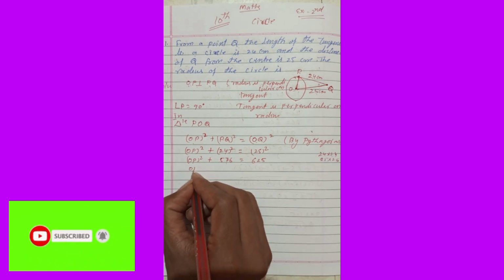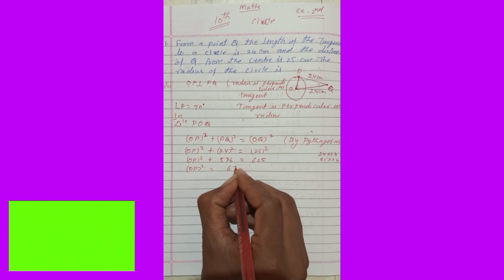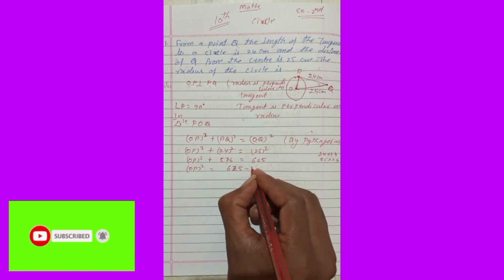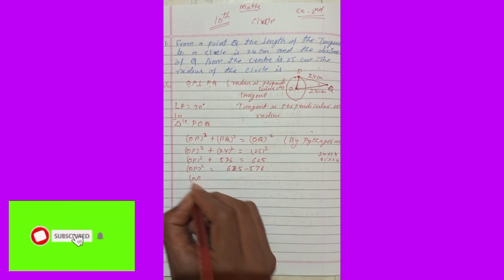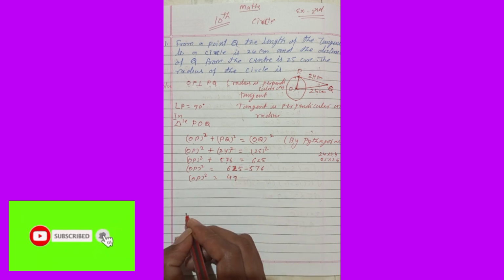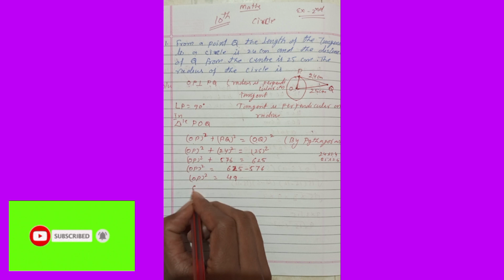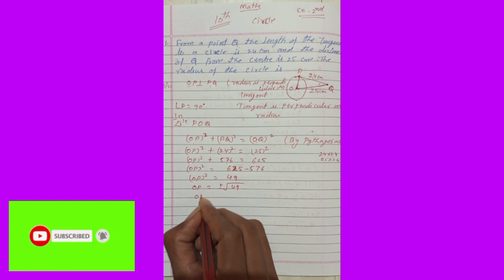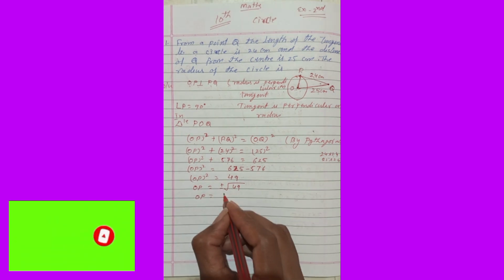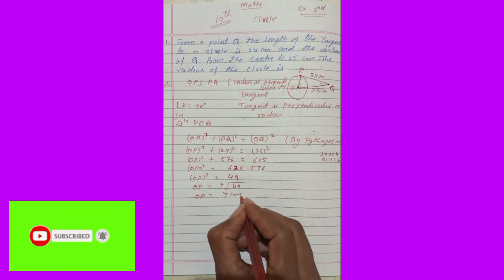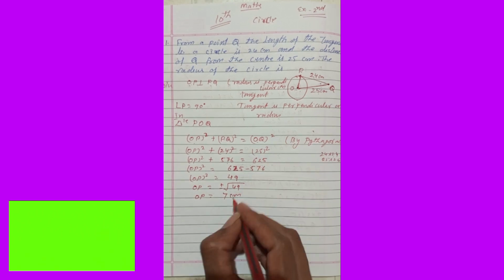Now we can write OP square is equal to 625, and that number will be transposed to that side, transposing 576. Then we can write OP square is equal to 625 minus 576, so the remainder is 49. Now taking the root on both sides, OP is equal to plus or minus root 49. Root of 49 is 7, and the length of any side is always positive, so it is 7 centimeter. So what is the radius of the circle? The radius of the circle is 7 centimeter.